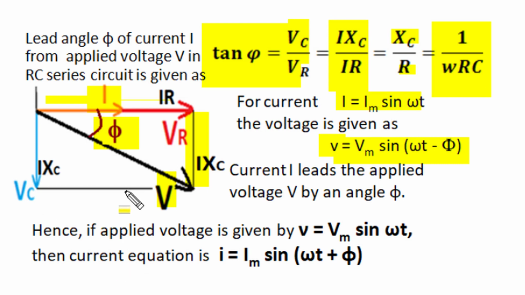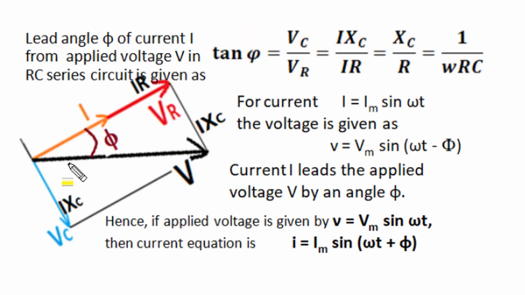And if, in place of current as reference, we take voltage as reference with instantaneous value 0 at t equal to 0, or V equal to Vm sin omega t, the current will lead that voltage by angle phi, and tan phi is given by this relation. Now the current expression becomes I equal to Im sin(omega t plus phi). But whether it is current as reference or voltage as reference, in both cases current leads voltage and voltage lags current, or we can say in a capacitive circuit current leads.